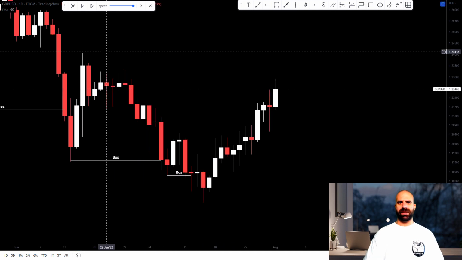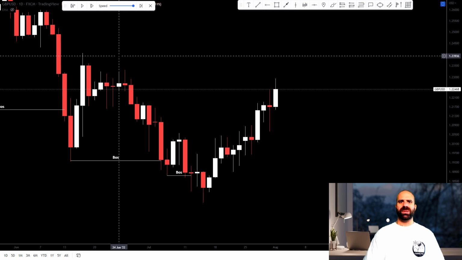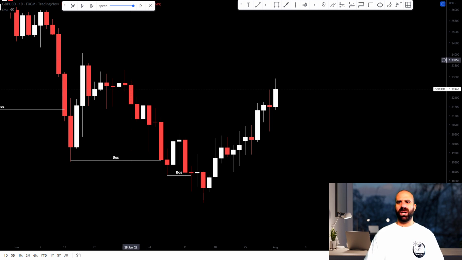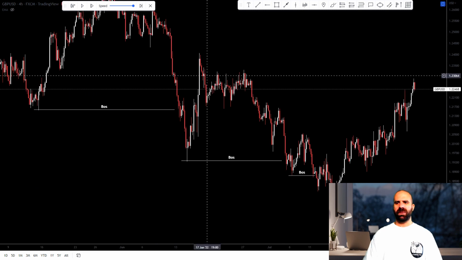What makes an order block valid, or in other words, a more probable area from which price might retrace? It is the concept of manipulation, and you will see what I mean. I will scale down to the 4-hour time frame.